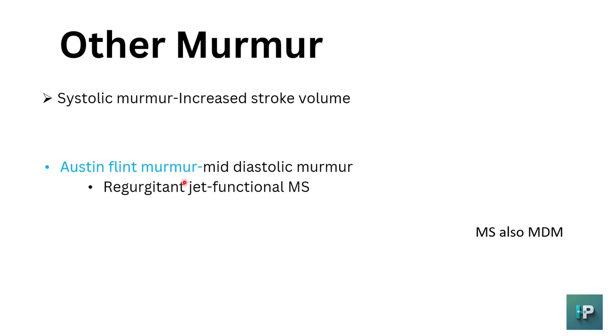aortic regurgitation. It is due to a regurgitant jet which produces fluttering of the mitral valve, and in severe cases it causes partial closure of the anterior mitral leaflet, which leads to a functional mitral stenosis, so it's a mid-diastolic murmur. A mid-diastolic murmur is also present in mitral stenosis. Here it's a functional mitral stenosis, so it's a mid-diastolic murmur.